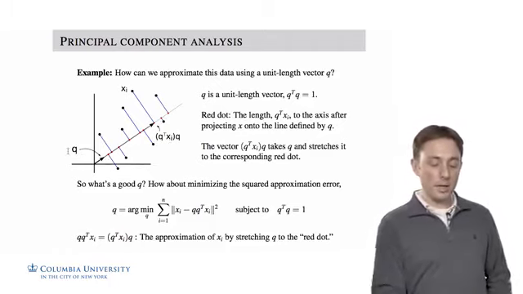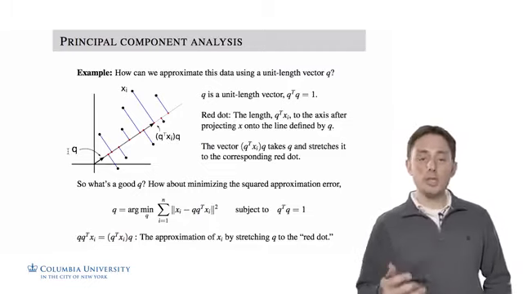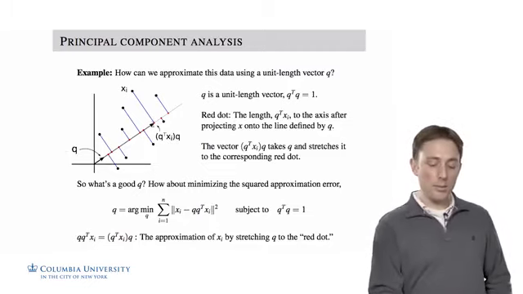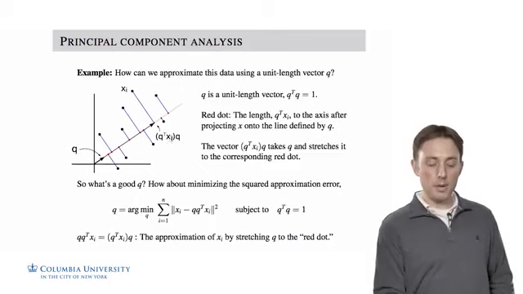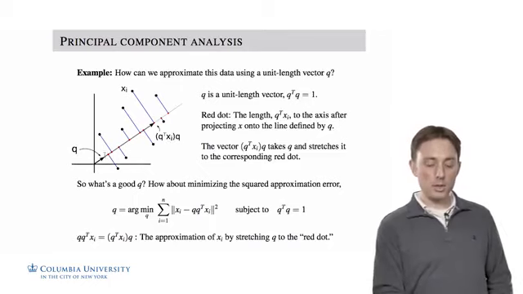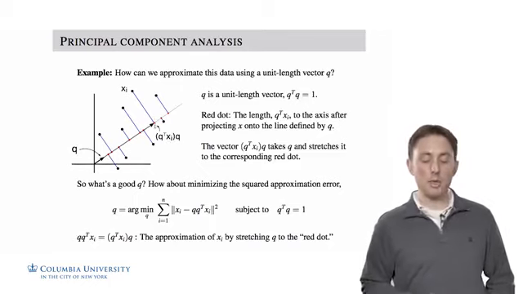Therefore, if I want to take the vector q and stretch it so that I hit this red point here, which is the closest I can take q and get it to xi, I simply want to take q and multiply it by the scalar that I get from q transpose xi. So this is the amount that I have to multiply q by to stretch it out to hit that red point.